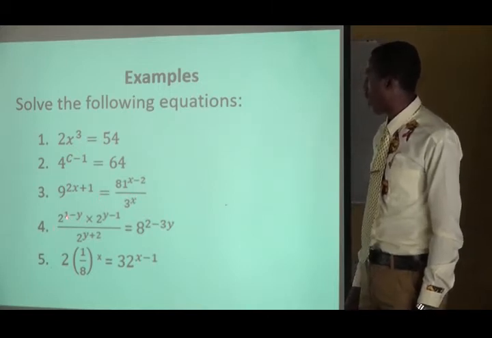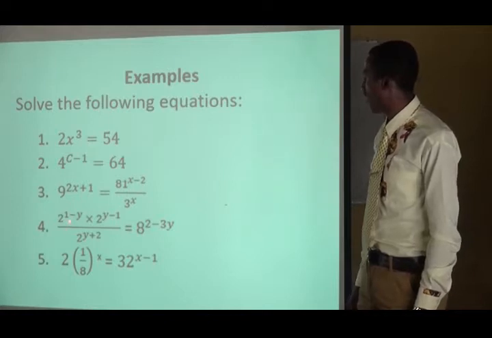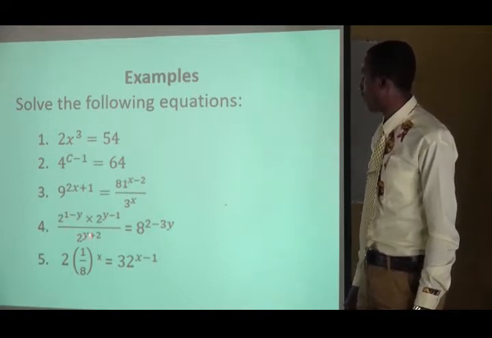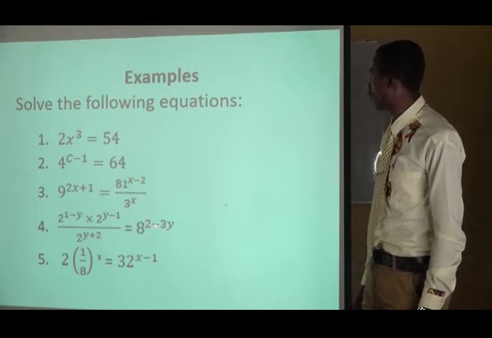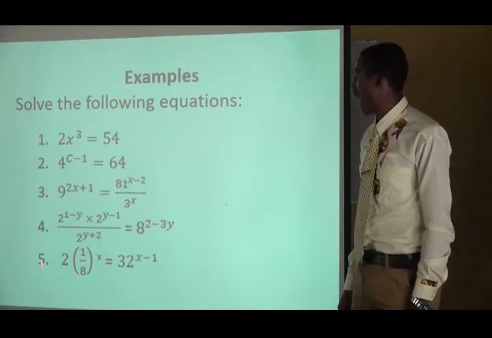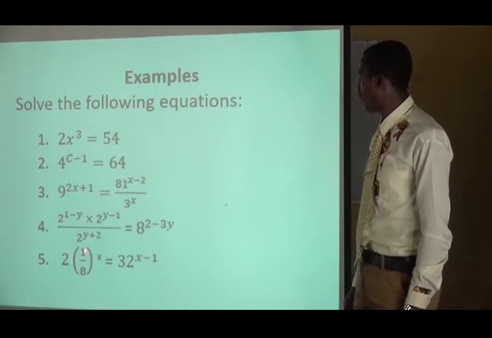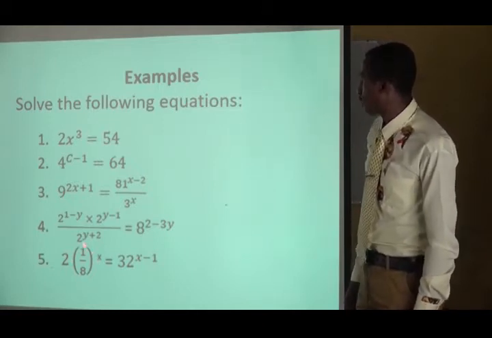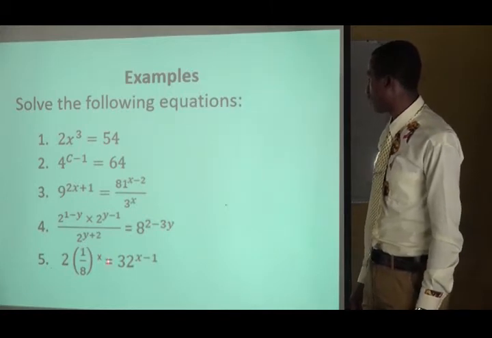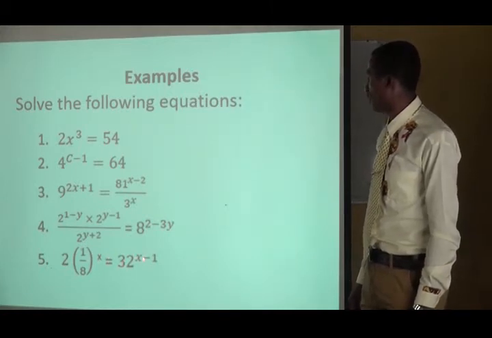4. 2 to the power of 1 minus y multiplied by 2 to the power of y minus 1 all over 2 to the power of y plus 2 equals 8 to the power of 2 minus 3y. And 5. 2 into 1 over 8 to the power of x equals 32 to the power of x minus 1.